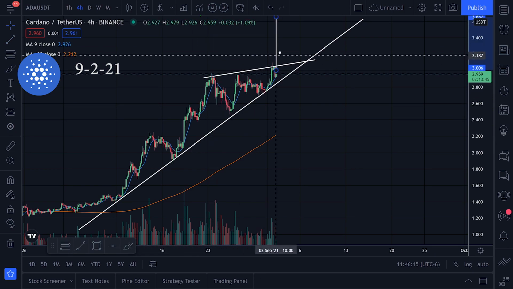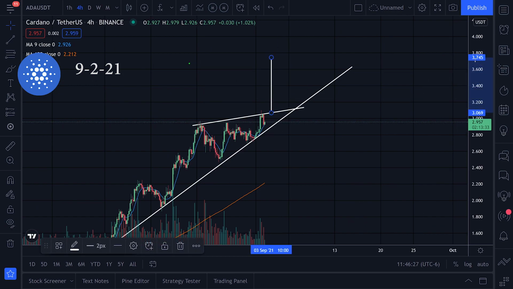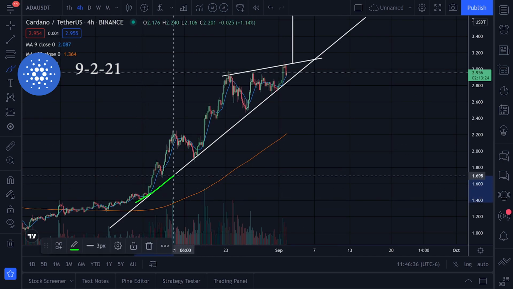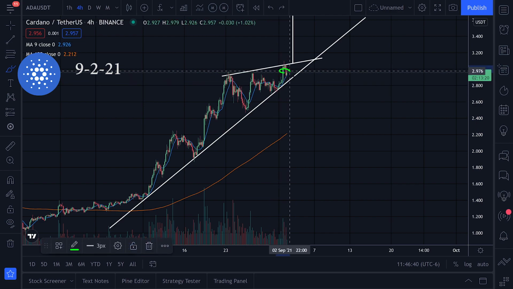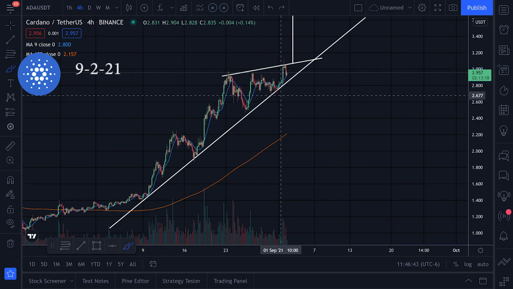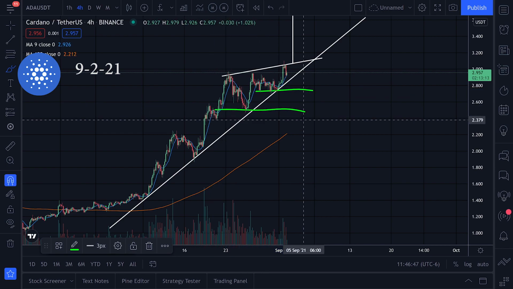Drag it to the breakout, and we're looking at a target of approximately 3.74, somewhere around there. However, I still will be watching this bottom support line right here, just like I was before. If we break that going to the downside, I'm going to get a little bit cautious, and I'll look for previous support levels to see if we get support on them.